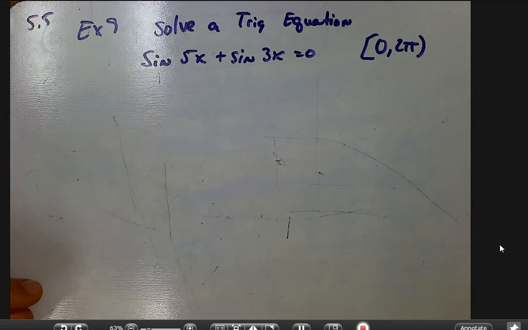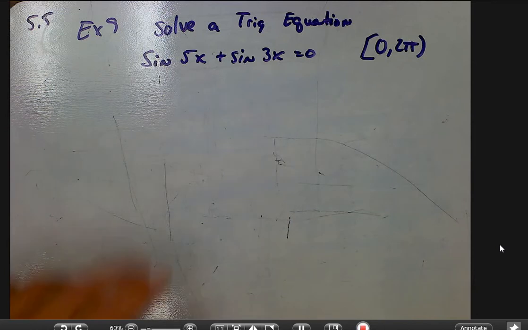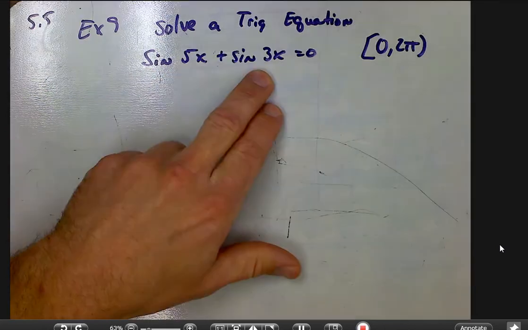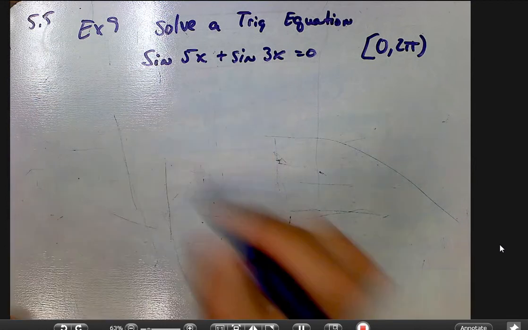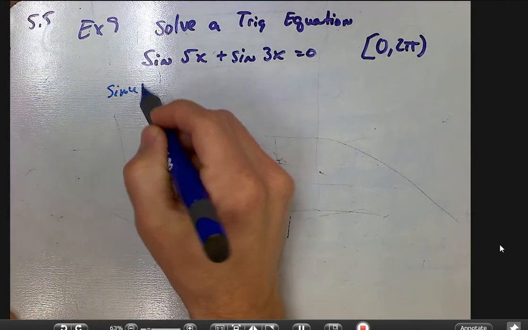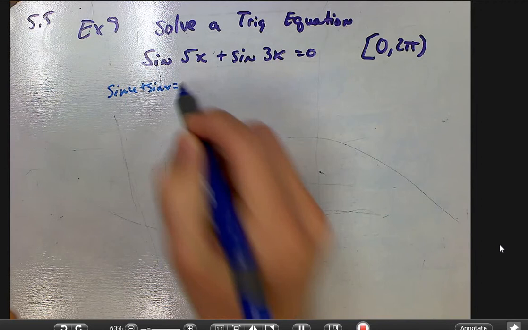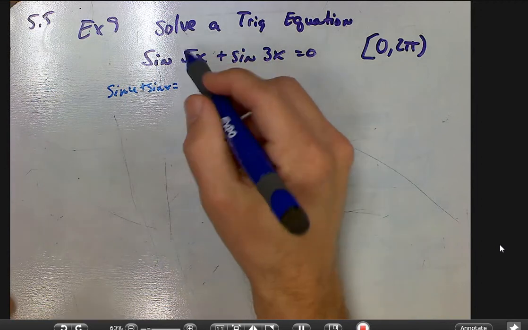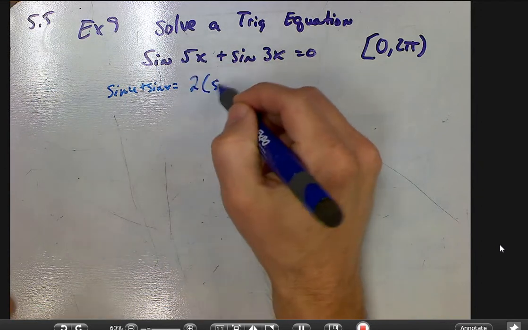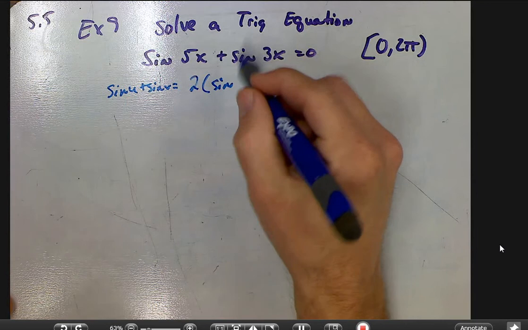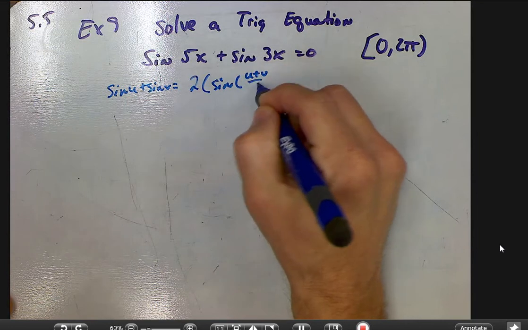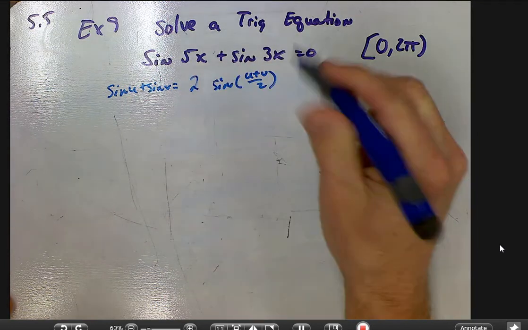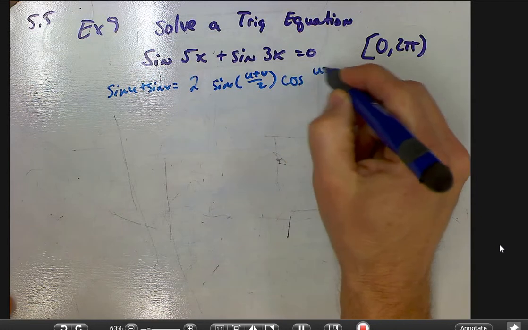Okay, we're in lesson 5.5, doing example 9, solve a trig equation. Notice that I have a situation where I have a sine of u plus sine of v. And so I know that the sine of u plus the sine of v is equal to 2 times the sine of (u plus v) divided by 2 times the cosine of (u minus v) divided by 2.